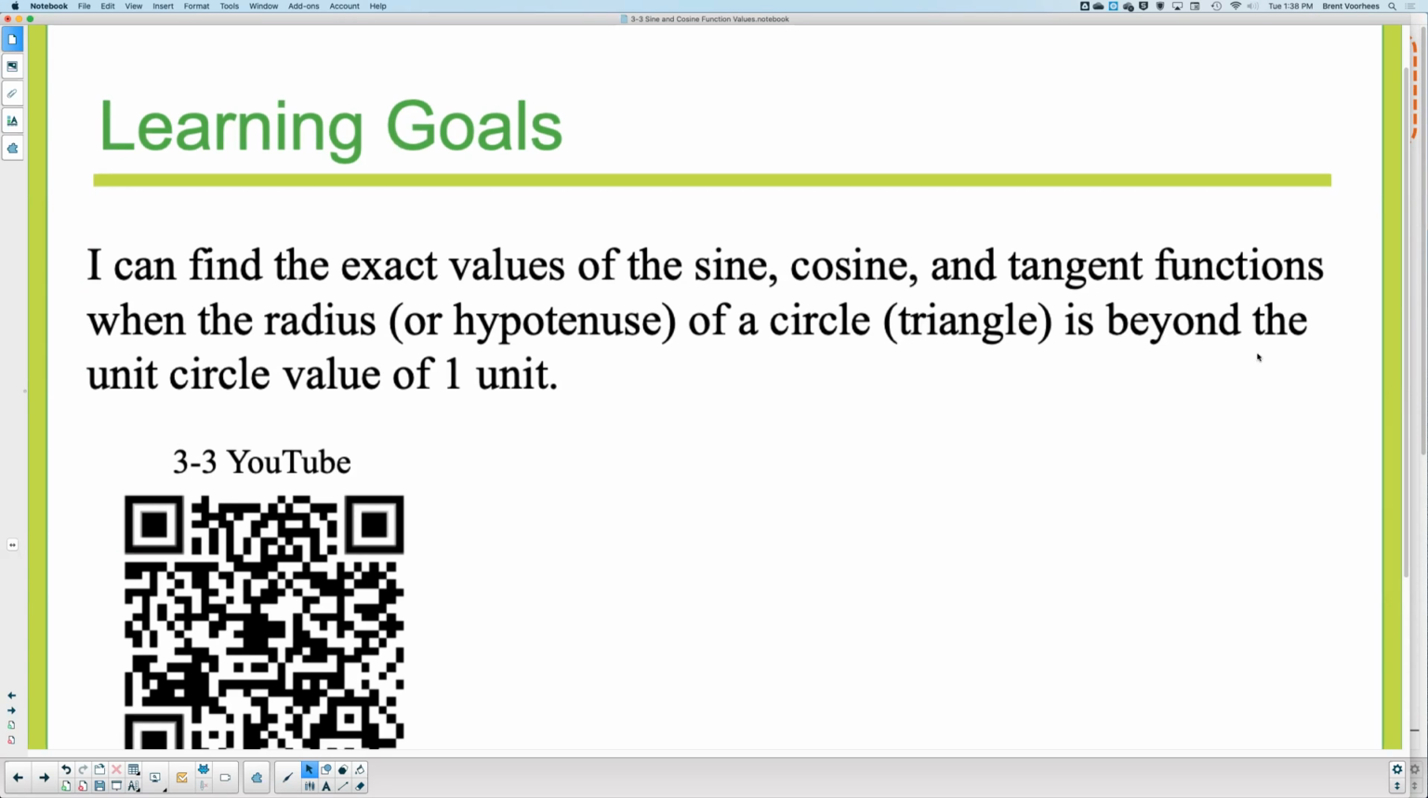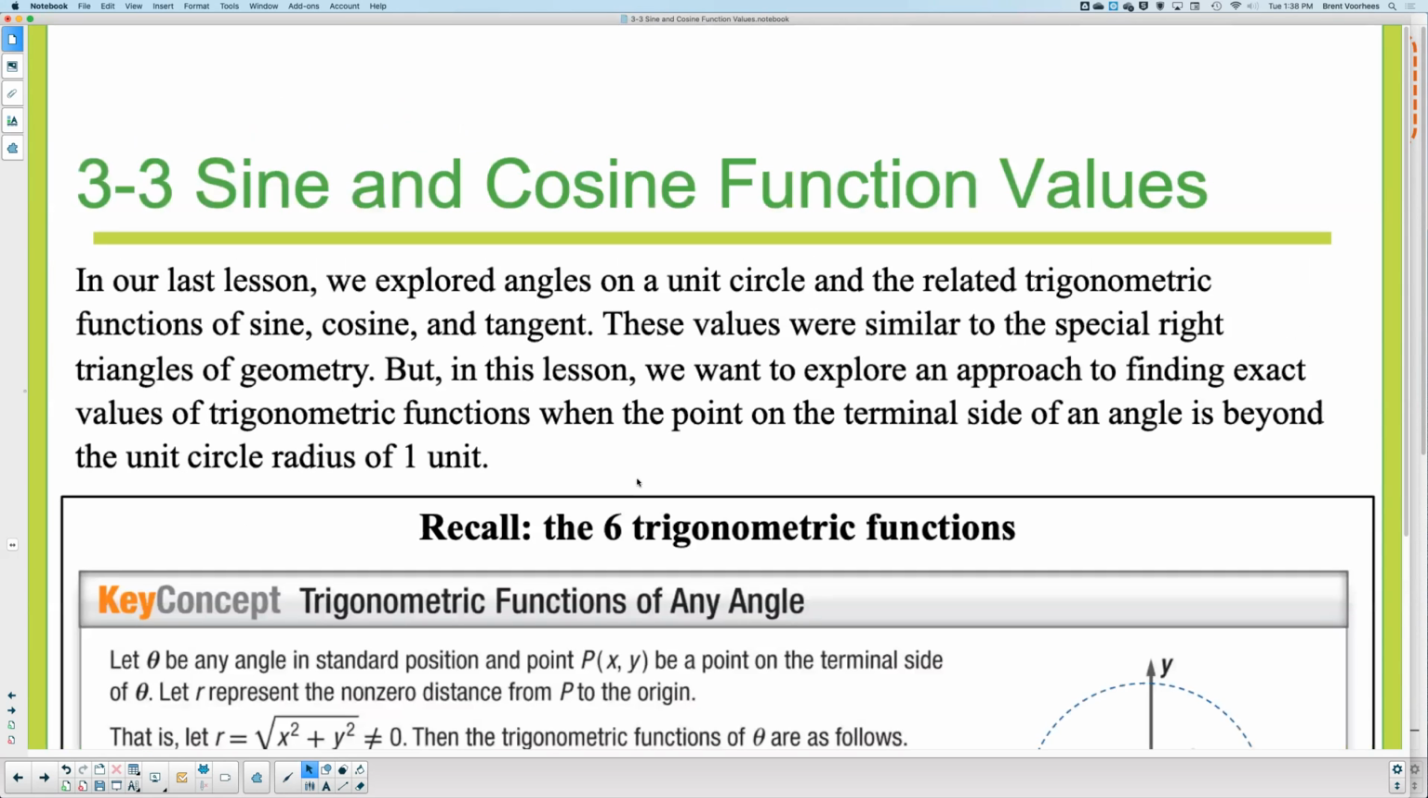The learning objective says beyond 1, but we could also do some circles that have a radius smaller than 1 as well. So basically, what are we looking at? We're looking at trig functions when the radius, or the hypotenuse if you wanted to apply it to a triangle, is not 1. So with that, let's get started.